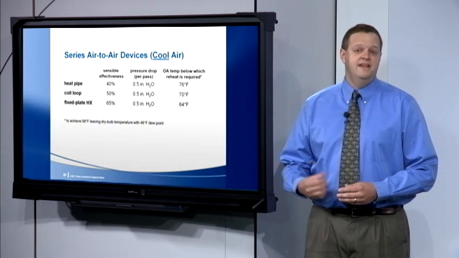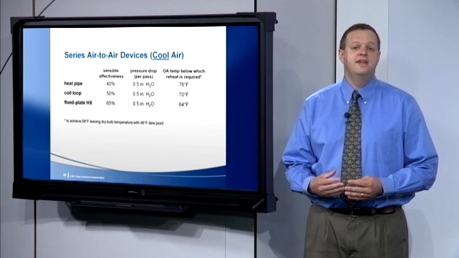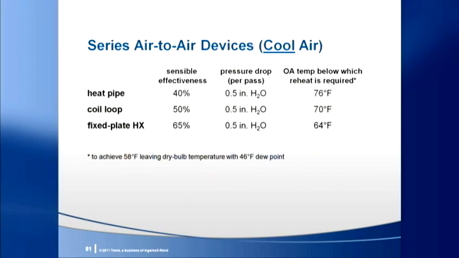While he showed a fixed plate heat exchanger in the example, Ronnie also mentioned that a coil loop or heat pipe could be used. This chart compares the heat recovery effectiveness of these 3 devices when each is selected for a ½ inch pressure drop per pass, or a total of 1 inch pressure drop in this series configuration. Each has a high enough effectiveness to reheat the 46-degree dew point air to 58 degrees at design conditions.